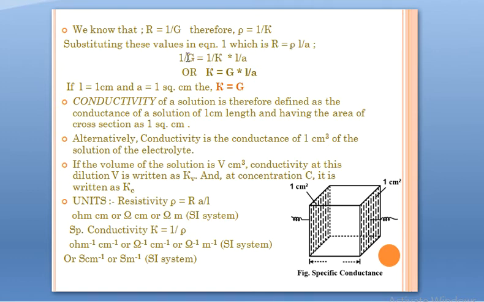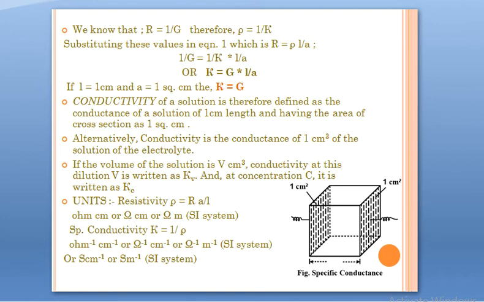In place of R, we substitute 1 by G. In place of rho, we substitute 1 by kappa, multiplied by L by A. Or we can say kappa, conductivity, is equal to G, conductance, into L by A. Now if L is 1 centimeter and A is 1 square centimeter, then this kappa is equal to G. Conductivity is equal to conductance when L is 1 centimeter and A is 1 square centimeter.